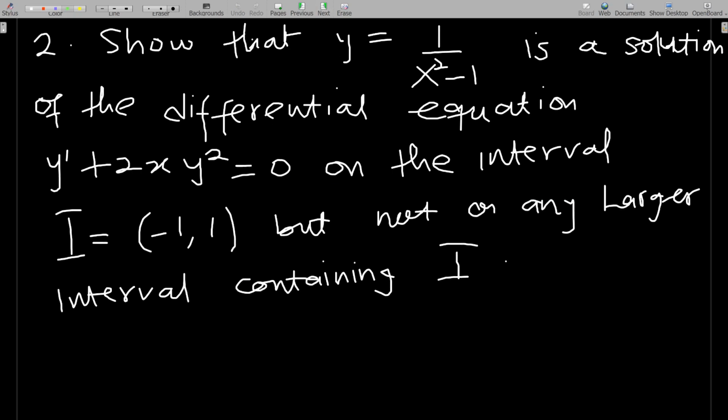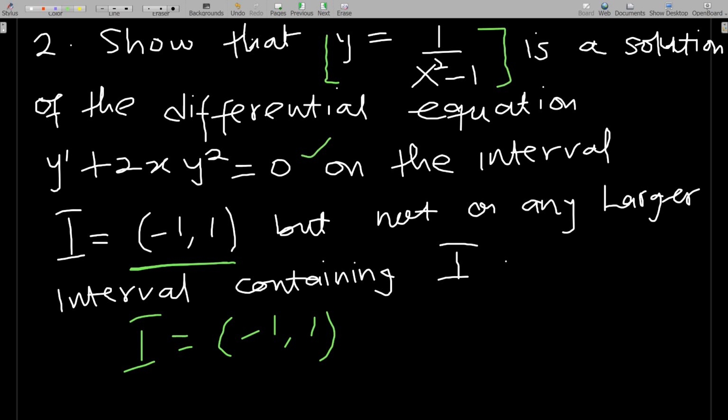Show that y equals 1 over x squared minus 1 is a solution of the differential equation y prime plus 2xy squared equals 0 on the interval I, but not on any larger interval containing I. So the interval I is equal to (minus 1, 1). And you are saying that this function should be a solution to the differential equation on this interval.